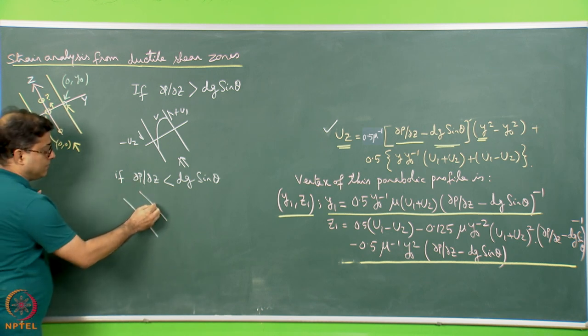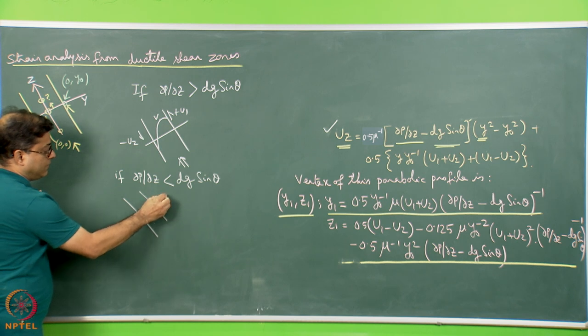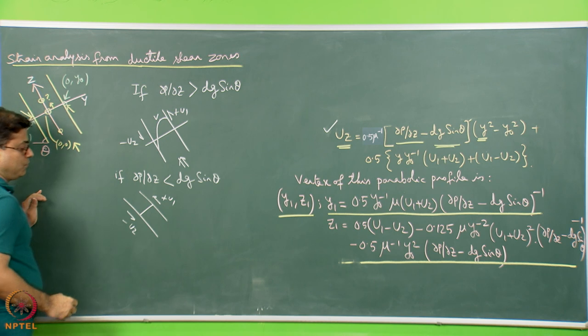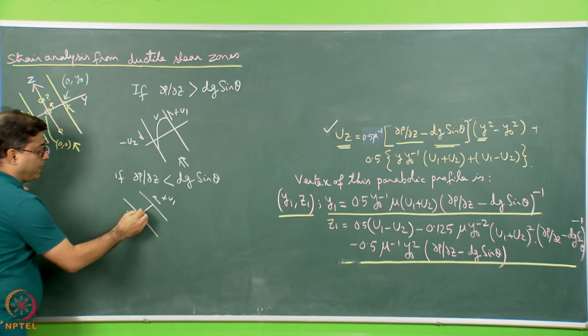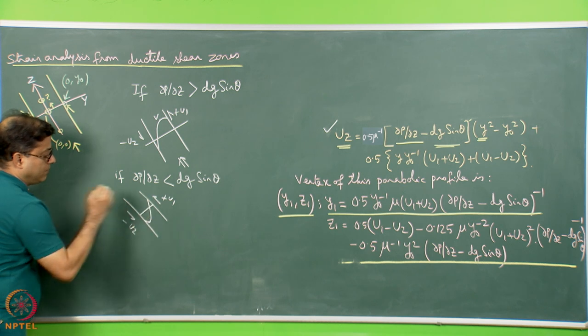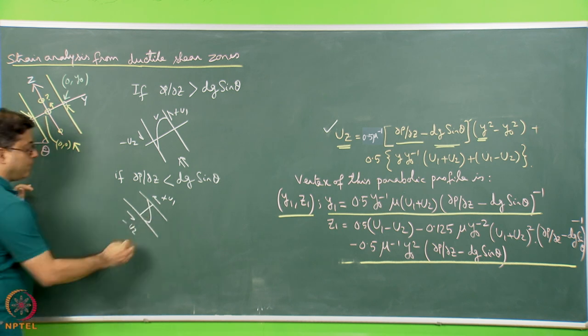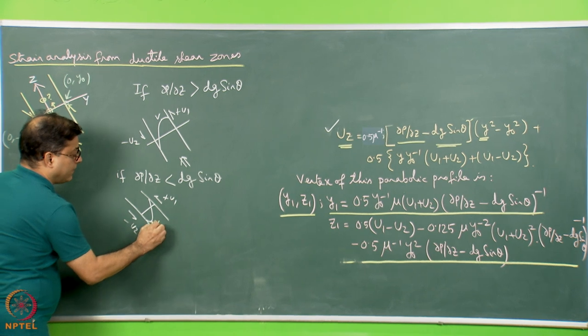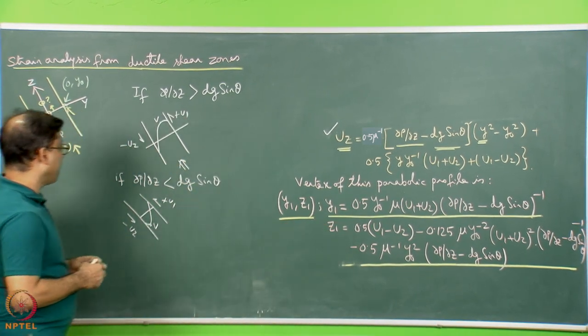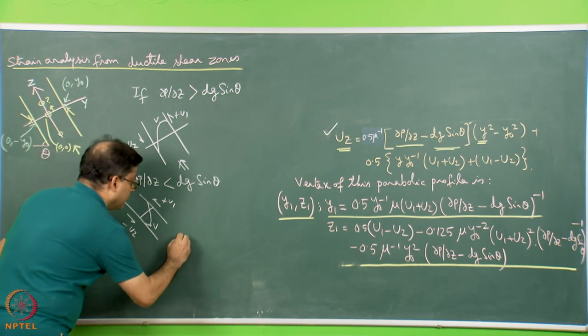In that case, suppose these are the shears plus u1 and minus u2, then the profile will look like this. It's a parabolic profile. So where is the vertex here? This is the vertex. What is the coordinate? I have already stated the coordinate over there. Now take a third case.